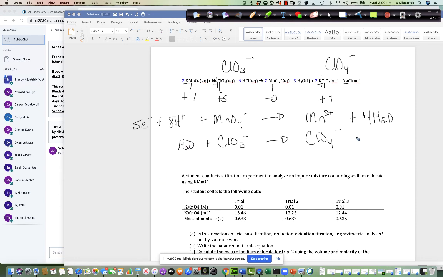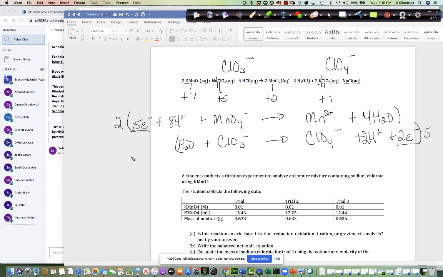All right, so now I've got to go back and add my hydrogens. So there's 2. Okay. And then now I'm going to add electrons to the more positive side, so I need to add it to this side, so it becomes 2 electrons here to get it to be -1 on both sides. All right, so now you've got to cancel out your electrons. So both of these need to be multiplied. This one gets multiplied by 2, this one gets multiplied by 5.